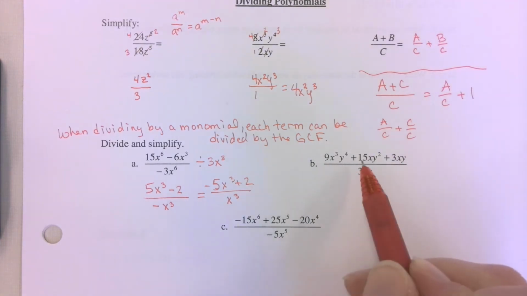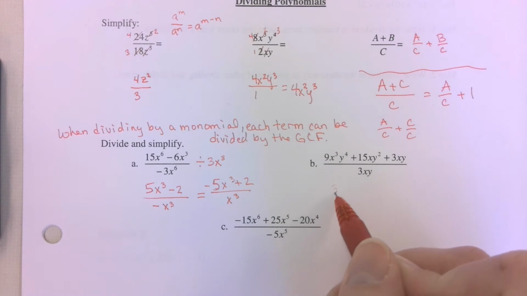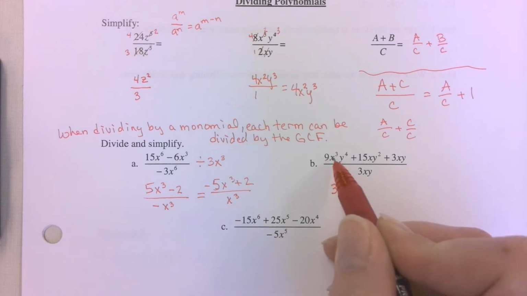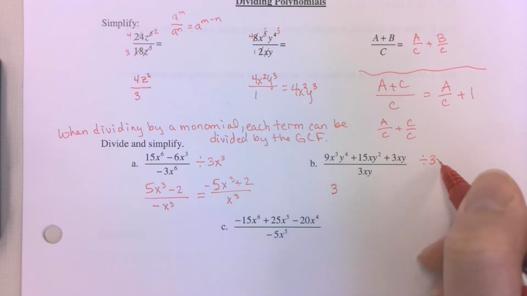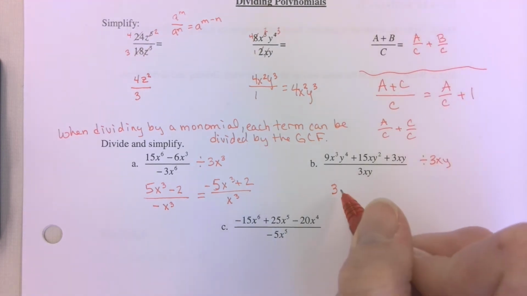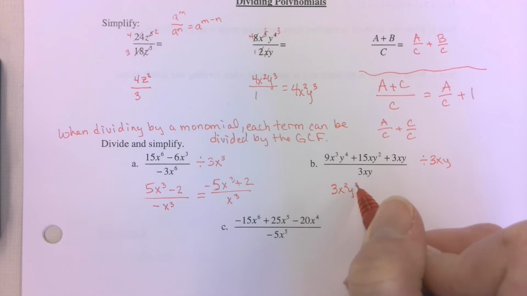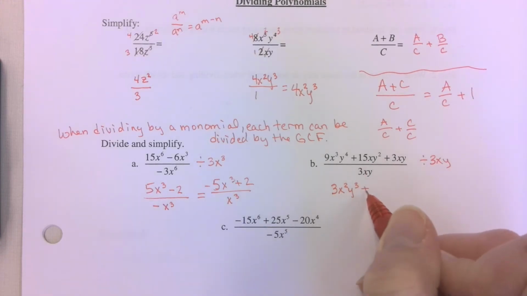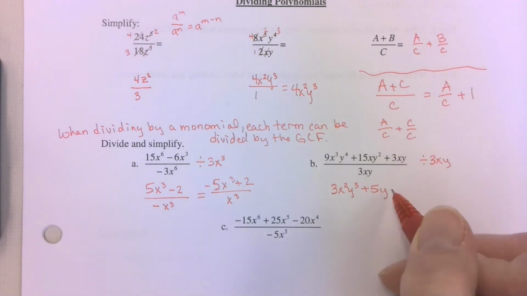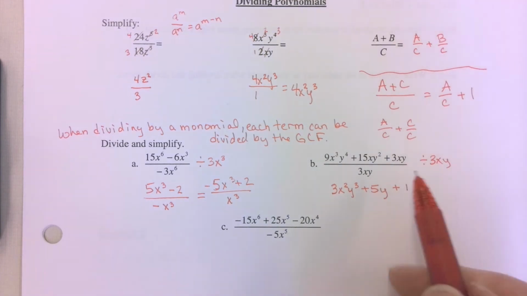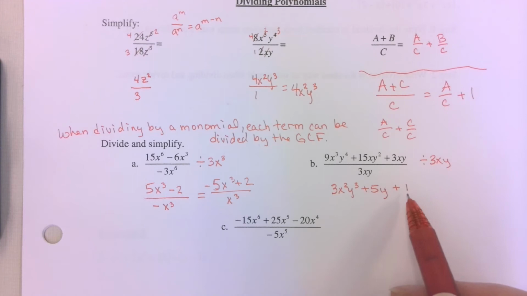So divide each piece by 3. I'll get a 3. And then one of the x's cancels and one of the y's. So everything's being divided by a 3x and a y. So that'd be 3x to the second, y to the third. Divide by 3, I get a positive 5, but just a y. Cancel out an x and a y. Plus 1. 3xy divided by 3xy is 1. That 1 has to be there.